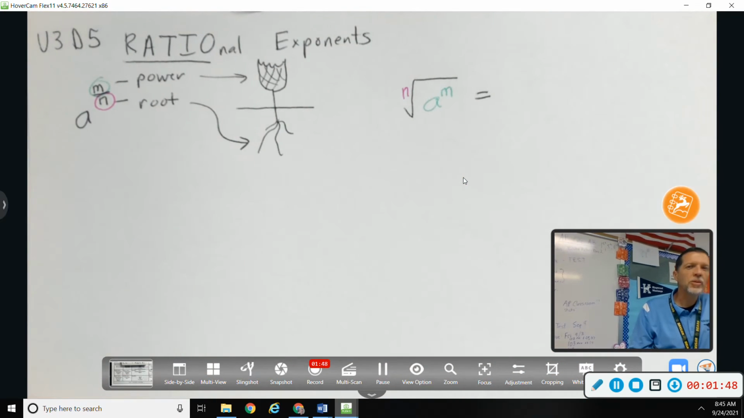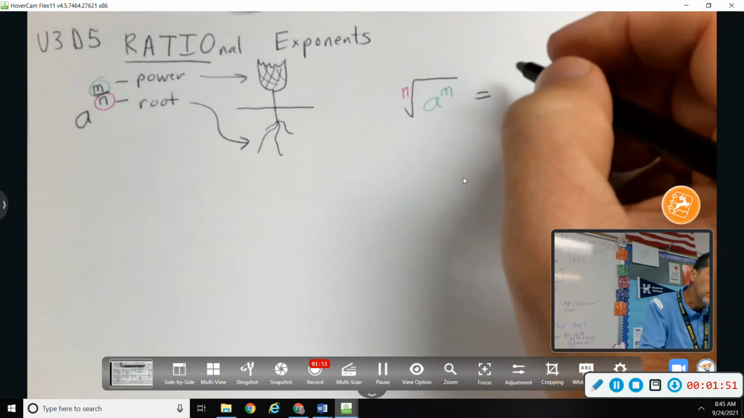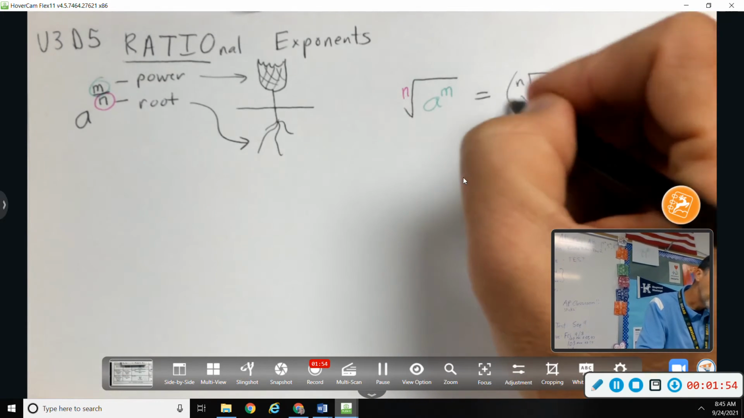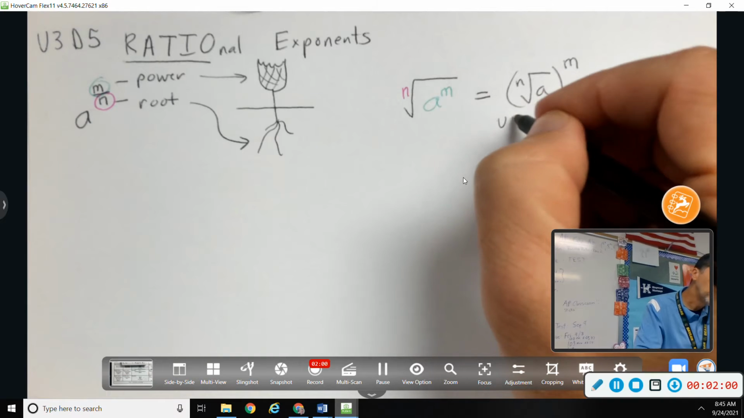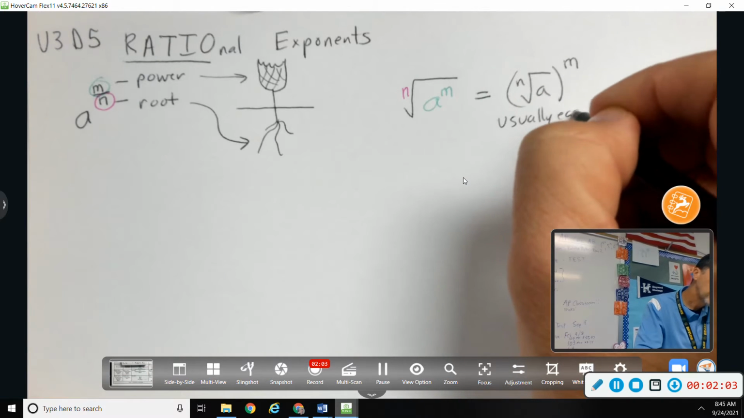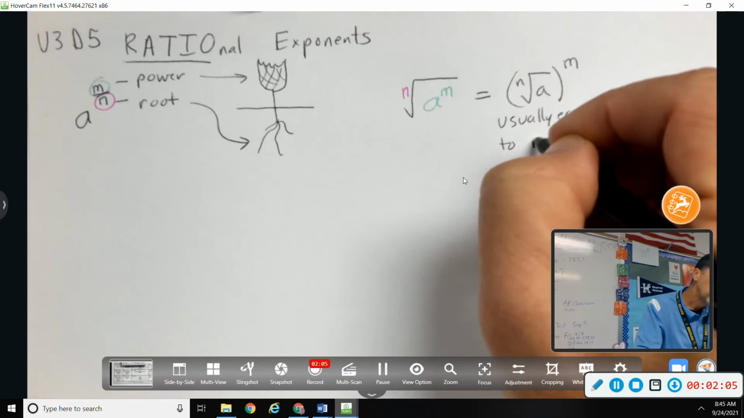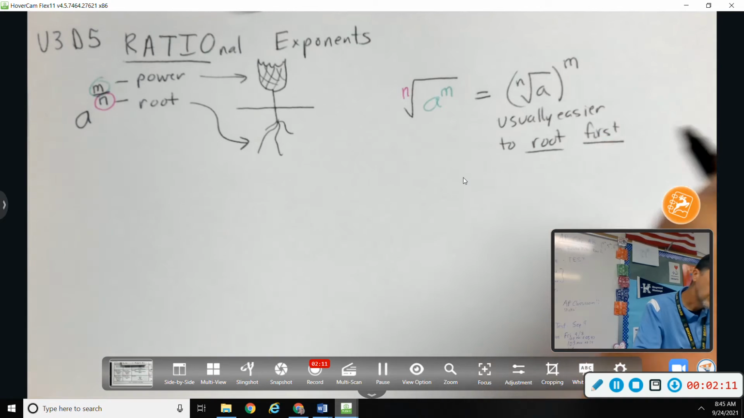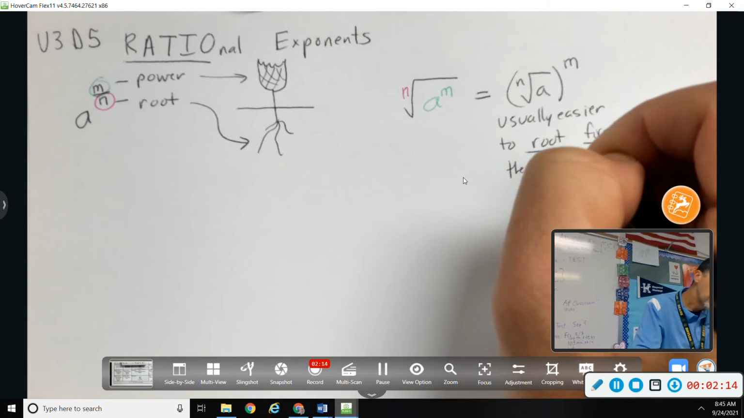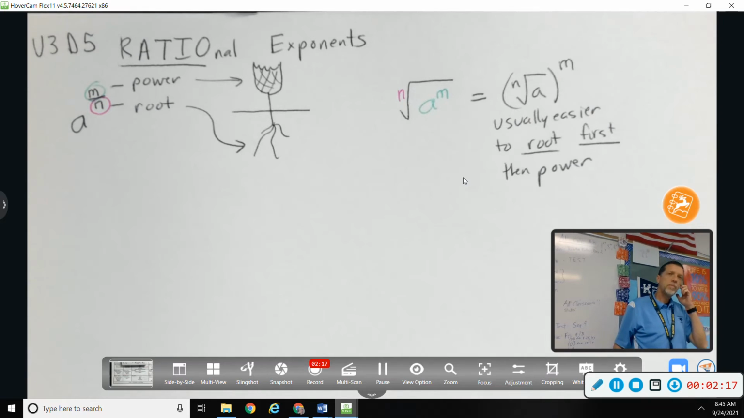Now, there's actually another way to write that. We could do the root first and then do the power. And it's usually easier to root first, then power. What if m was 2, like you just square it and then square root? Well, it wouldn't be square and square root, because m and n are going to be different numbers, like 2 and 3.